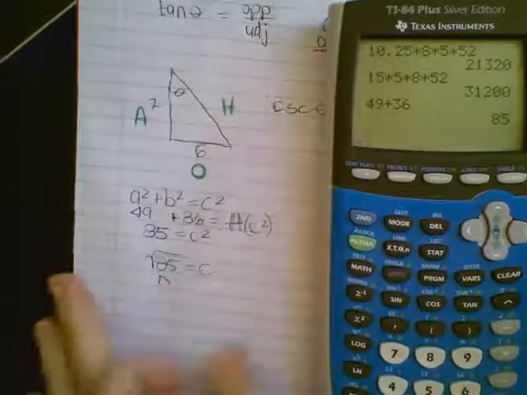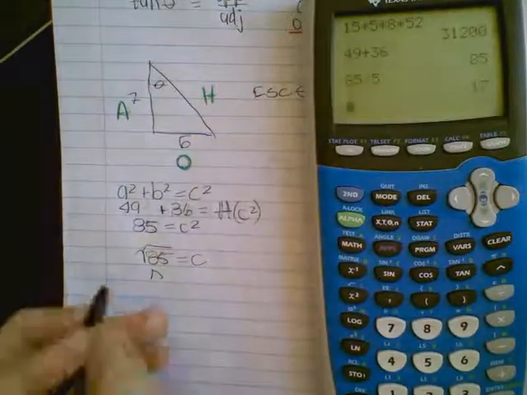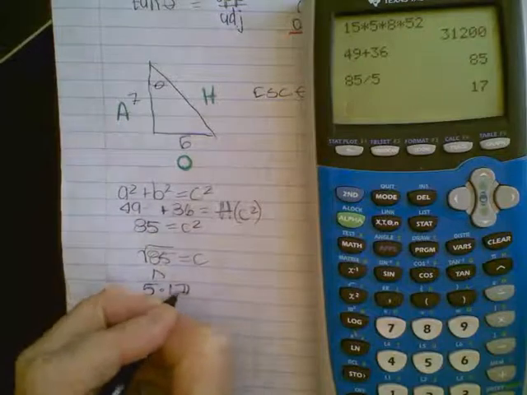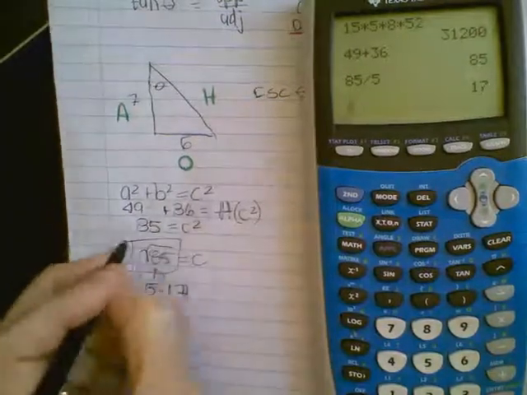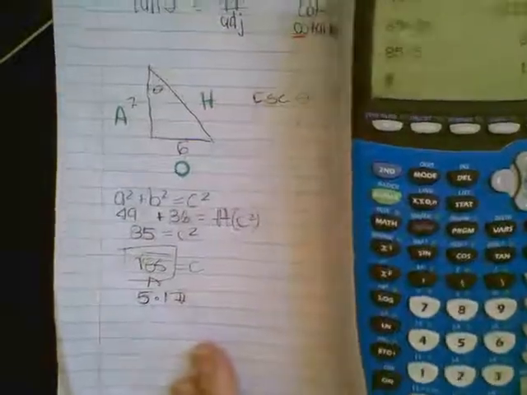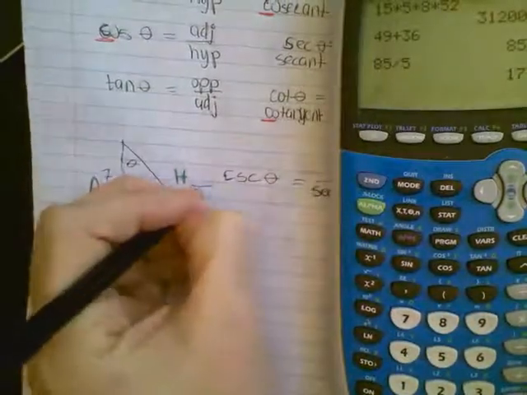So I'm going to try to simplify this. So 85 divided by 5 is 5 and 17. And those are both prime. So I can't simplify that radical in any other way. So that means that my hypotenuse is square root of 85.